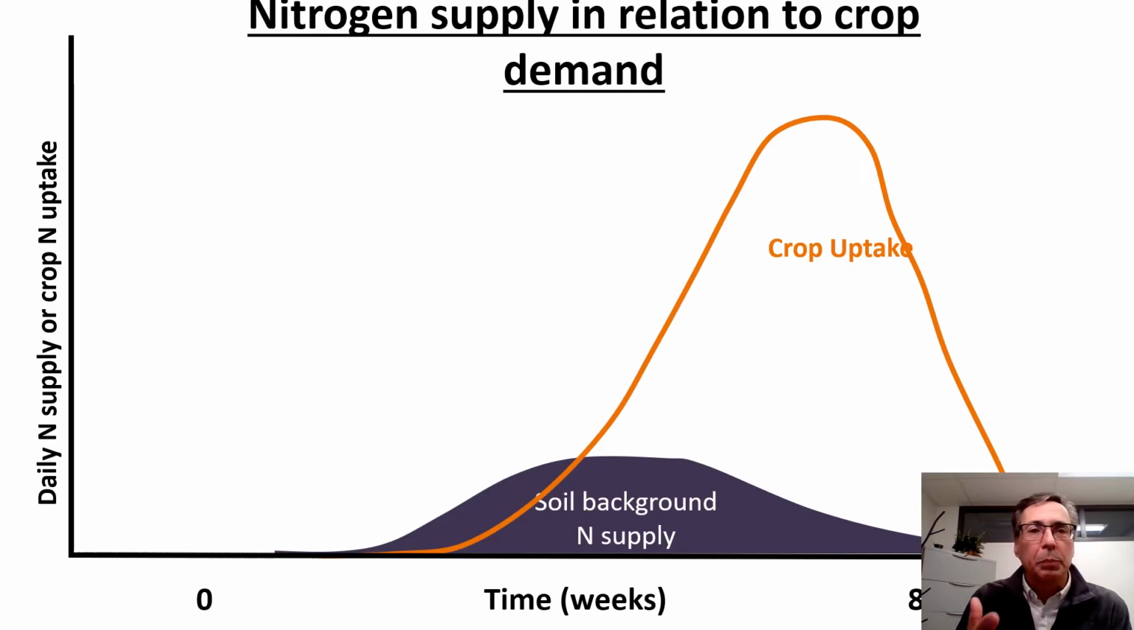So as you might have gathered by now, the decomposition of organic matter actually takes some time. You don't get an immediate or instantaneous nutrient release when you incorporate a soil amendment. And so let's take a look at this process. This graph is showing the daily nitrogen supply and crop nitrogen uptake. The crop nitrogen uptake is illustrated by the orange line, and the daily nitrogen supply is indicated in purple.